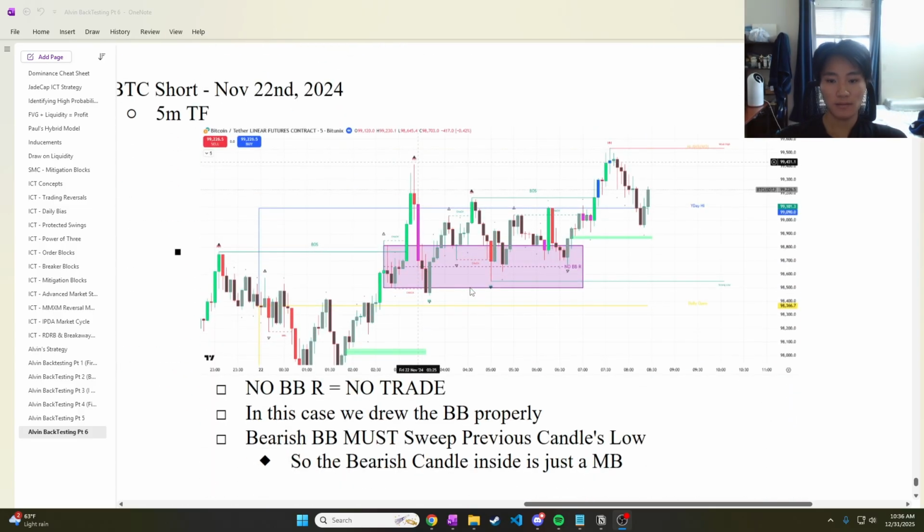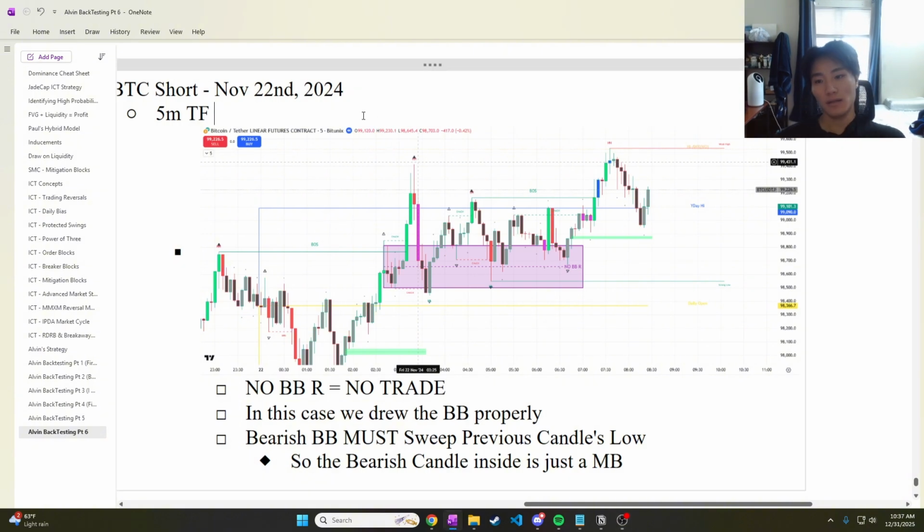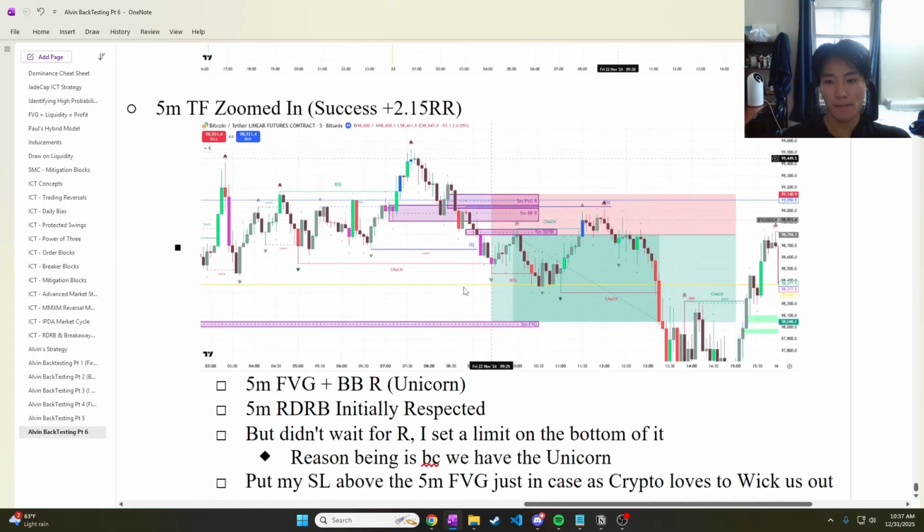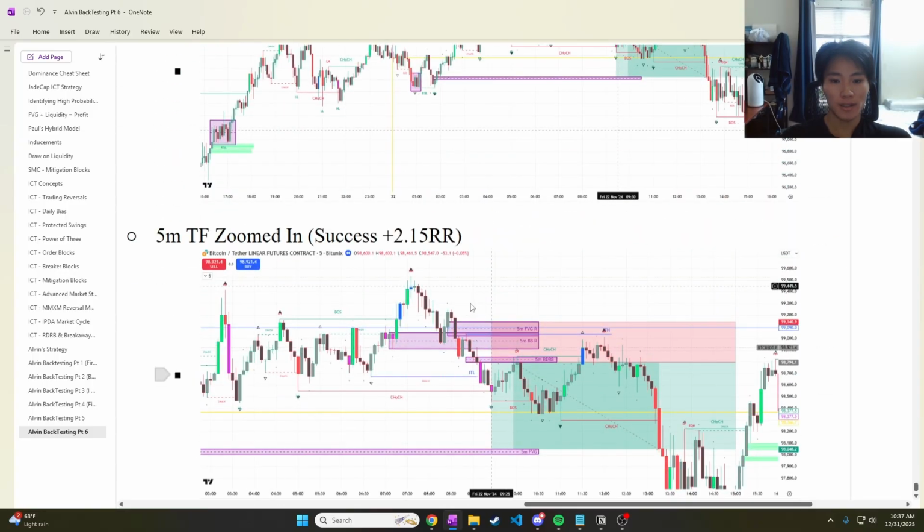What is this? No breaker. There's no trade. Okay, so this is not the breaker. Remember, this is the mitigation. It has to sweep the low of the previous candle. This didn't sweep the low of the previous candle. This did. This one did too. So I drew the breaker right here. Nope, didn't respect it, didn't trade it. Okay, we took another dub here.